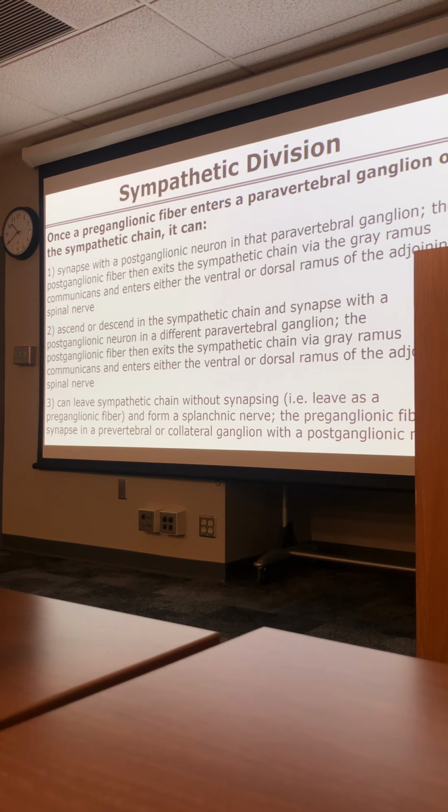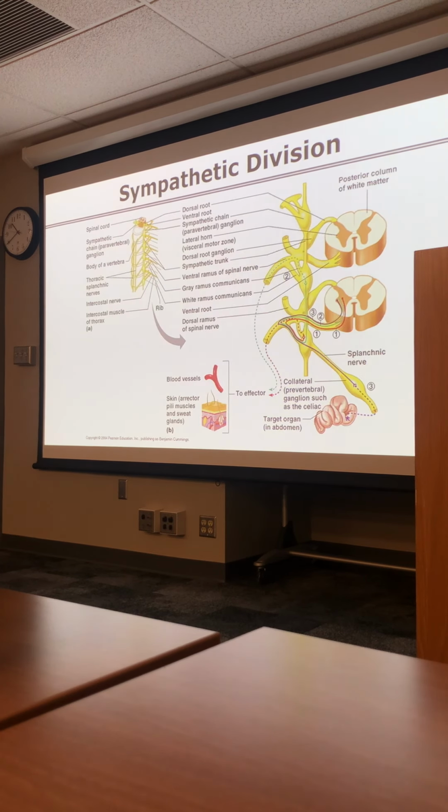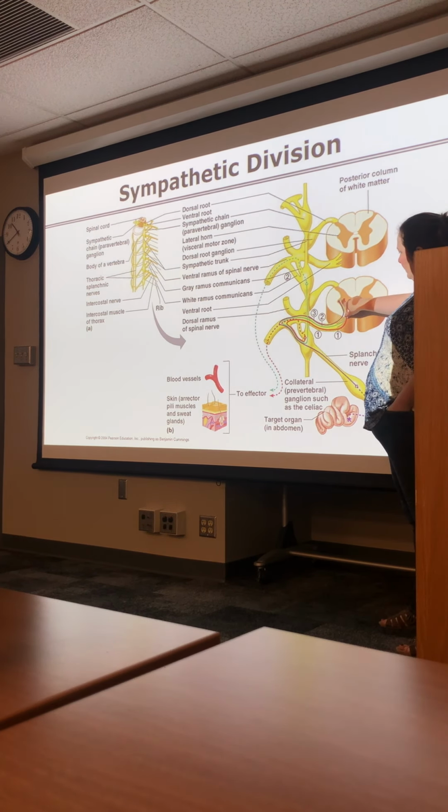But what about all the other spinal nerves? We want to get sympathetic information into those. We want to send information up. We want to send information down. This is option number two. So this is in the green.